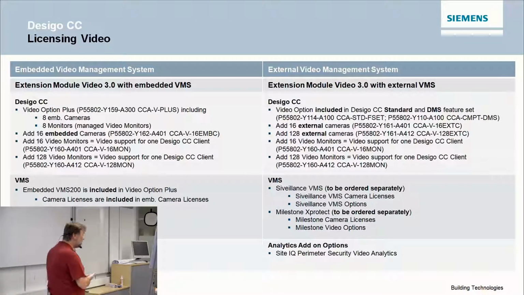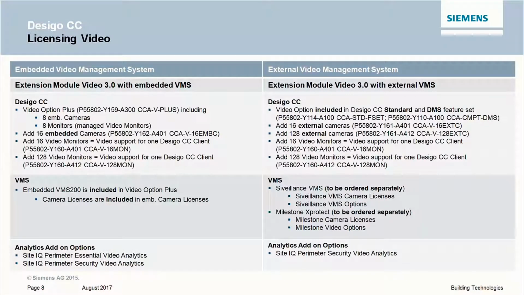Now, we heard about licensing before in the session of Markus. In Desigo CC video, we wanted to keep the licensing stable. But in the end, we decided on two small changes. Number one small change is we introduced larger packages. 2,000 cameras or 1,000 cameras divided by 16 give a lot of packages and not always the right price. So we decided to introduce, especially for external VMS systems, a 128 camera license and also to support already a higher license for monitoring.